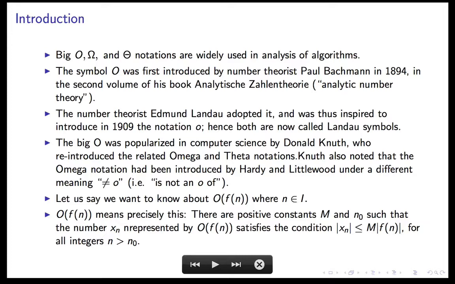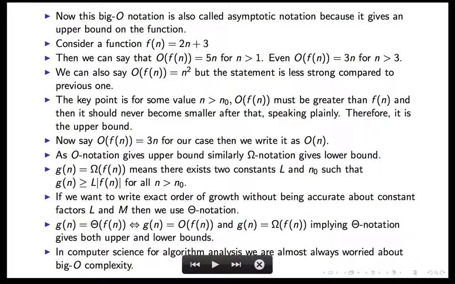Now, the key part is, suppose there is a function f(n), where n belongs to integers, and we want to find out big O of f(n). So how do we find that out? Suppose there are two constants, capital M and n0, such that the number x(n) represented by order f(n) satisfies the condition that modulus of x(n) is less than or equal to mod M multiplied by f(n) for all integers n greater than n0. So let's see what this means in real practice.